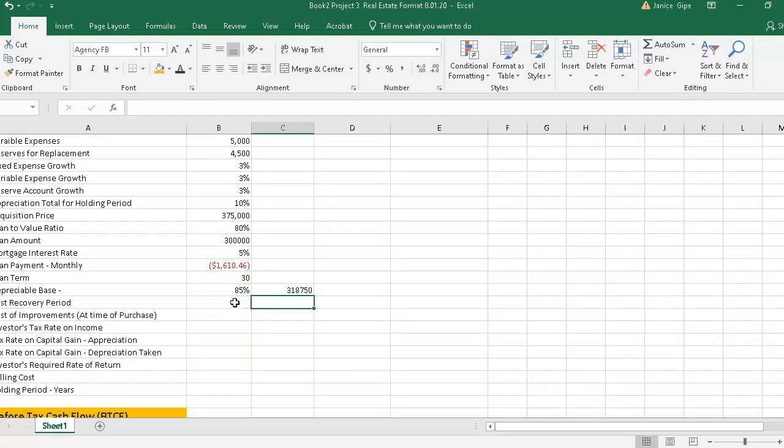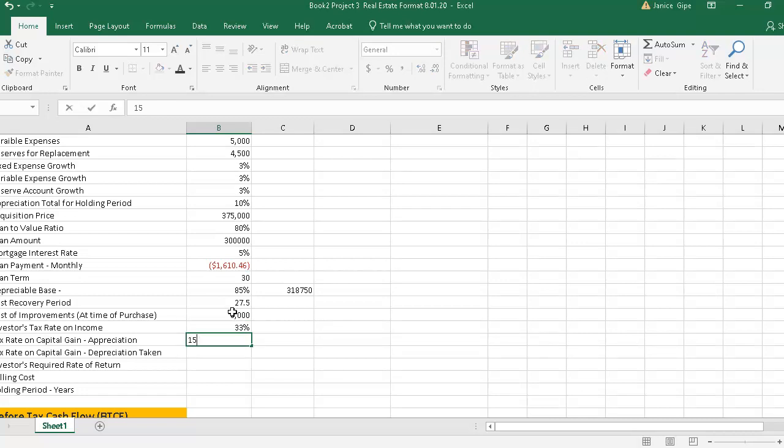Now we're going to add the cost recovery period, which is 27.5. And a cost of improvements at the time of the purchase is $6,000. Investors' tax rate on income is 33%. And tax rate on capital gain is 15%.